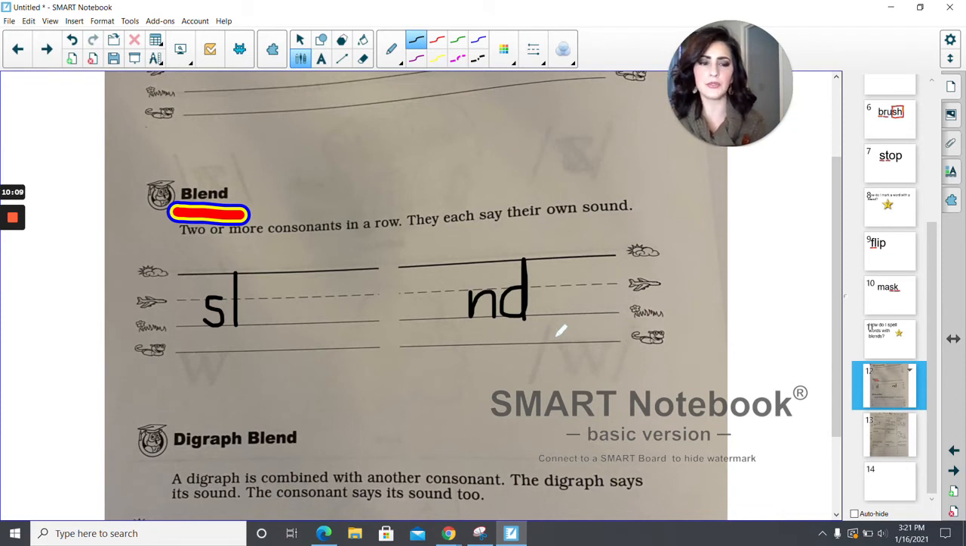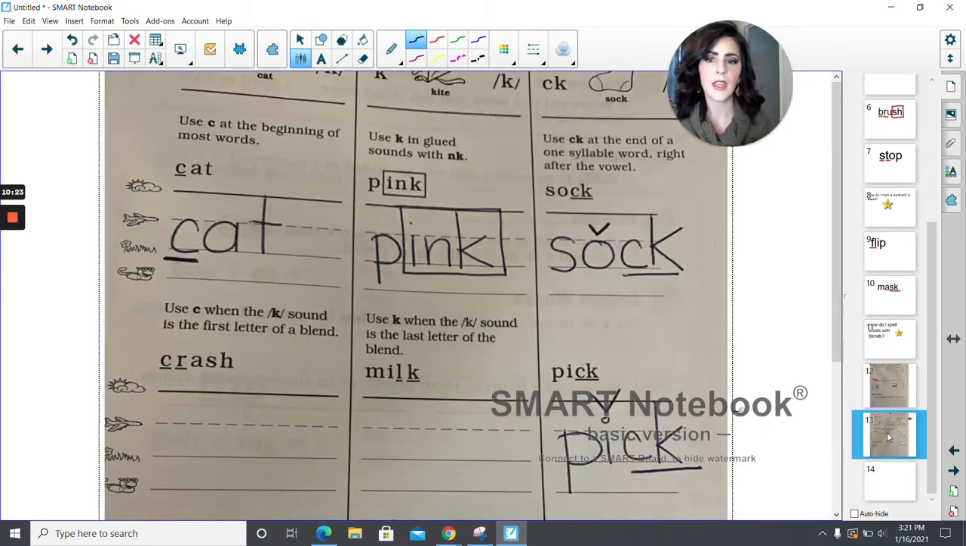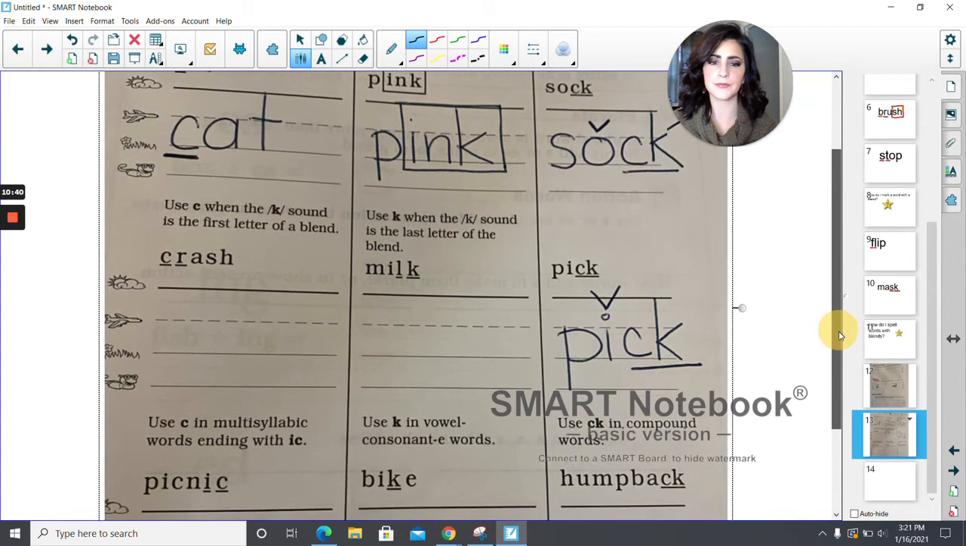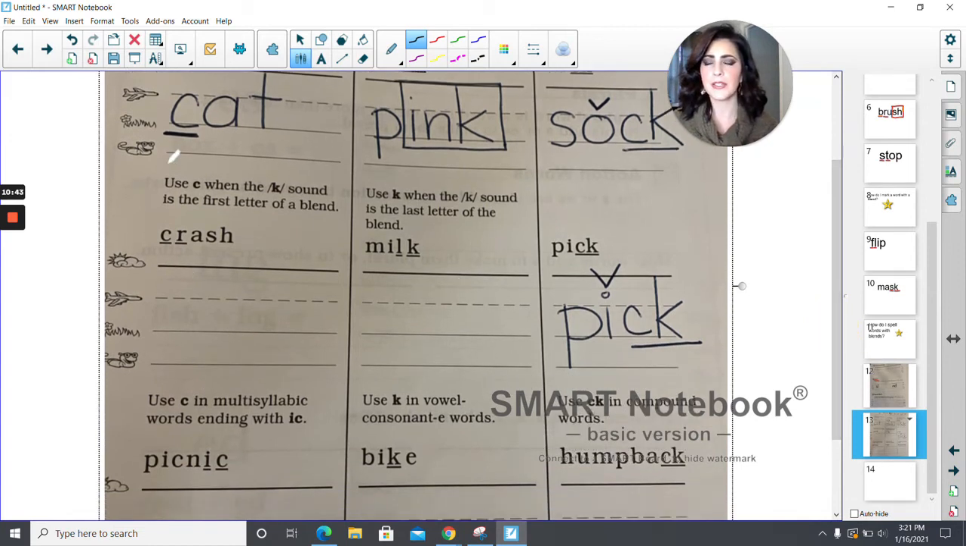And then what I would like you to do after that is we are going to turn a couple pages back, quite a few. We're going to go back to page 21 in the same book. So we're going to go to page 21. And these are spelling rules for 3 ways to spell K. Okay, and we've already done a couple of these. We did cat, pink, sock, and pick earlier in the year. And today we are going to do crash and milk. So it says to use the letter C when the K sound is the first letter of a blend.